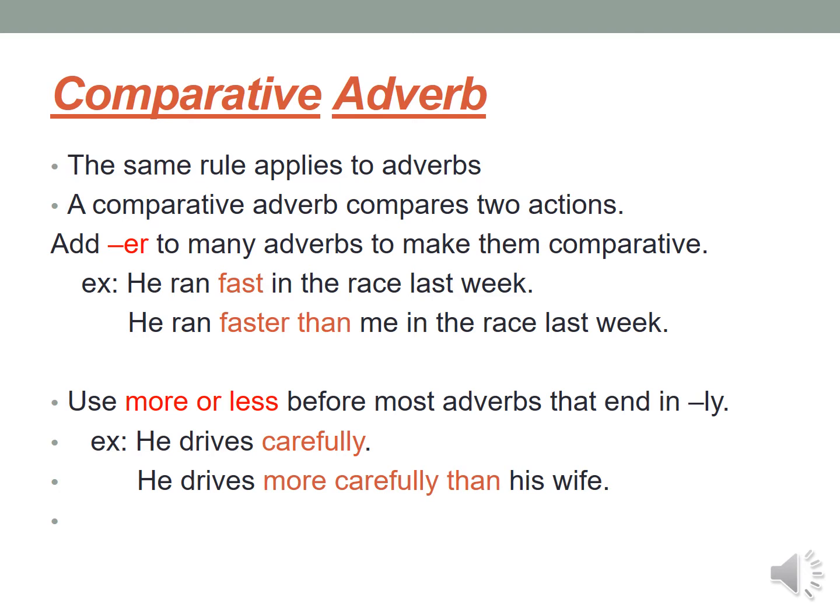How can we compare adverbs? The same rule applies to adverbs as we did with the adjectives. We add -er to many adverbs to make them comparative. We have here the example, he ran faster than me in the race last week. Here the adverb is fast. How did he run? He ran fast. So the answer will be, he ran faster than me. This is a comparative adverb.